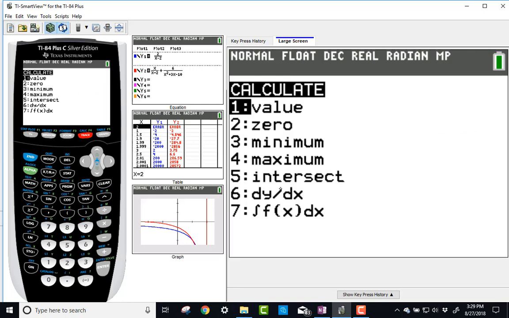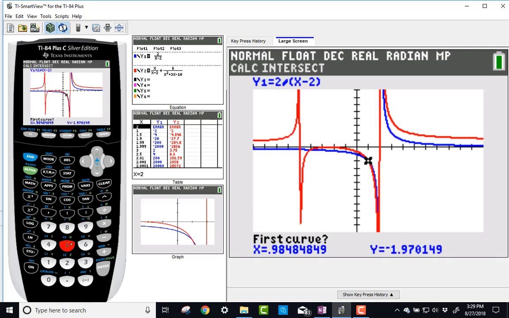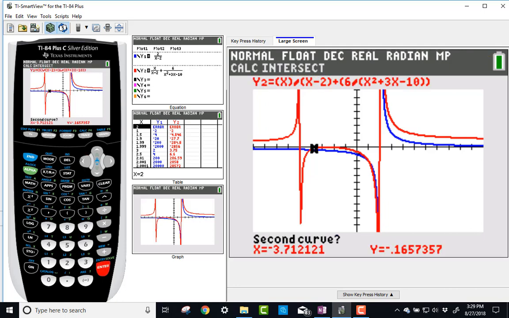We're going to calculate an intersection, number 5. But this time I want to be on the other side of my graph. So you'll notice it's tracing the blue graph, and all it wants is a guess at where they cross. So I'm going to hit enter. It's going to jump to the red graph. I think I can get a little bit closer there.